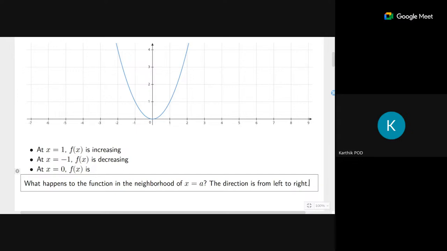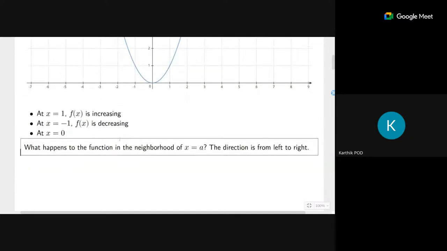So you start from the left, hit the point, and then you move right. So the function is either increasing or decreasing, or you can't really comment on it because it's stationary. So I'll leave this blank. Okay. So this is the idea of what happens to a function at a specific point. Okay. This is a local behavior.